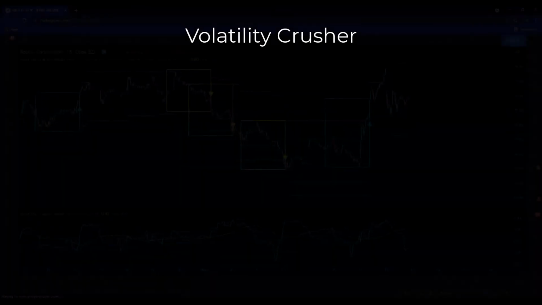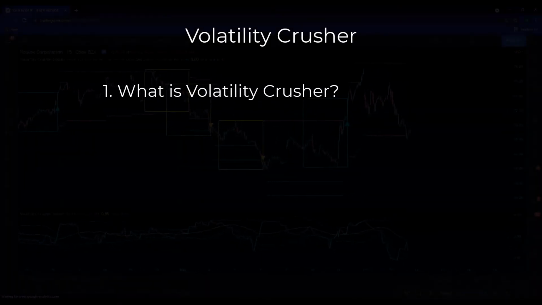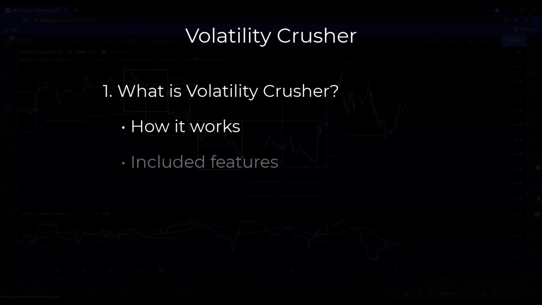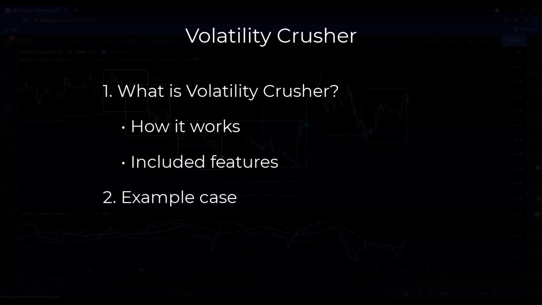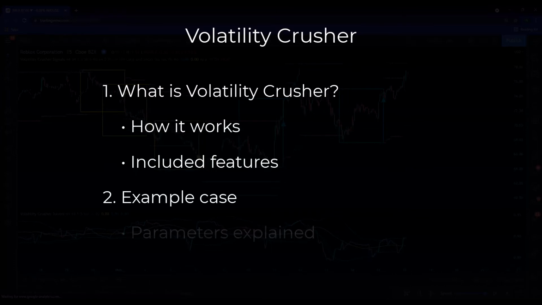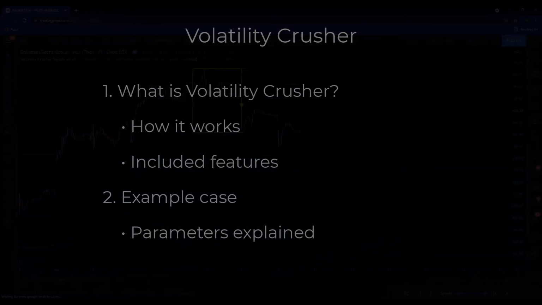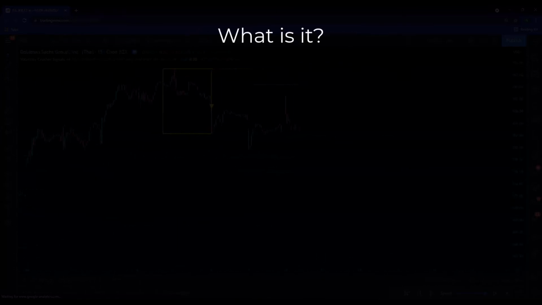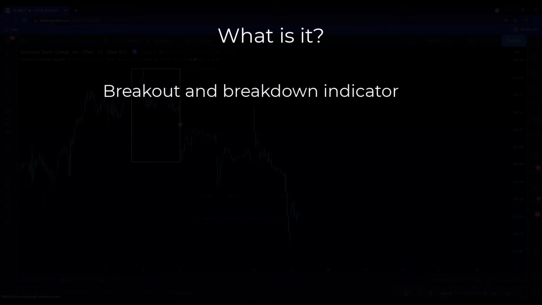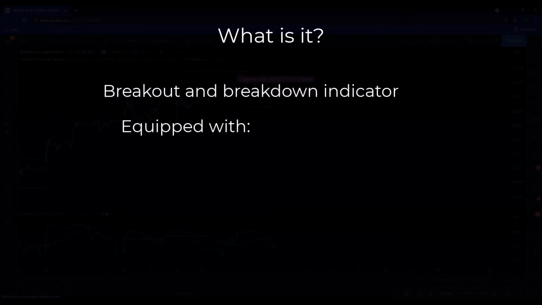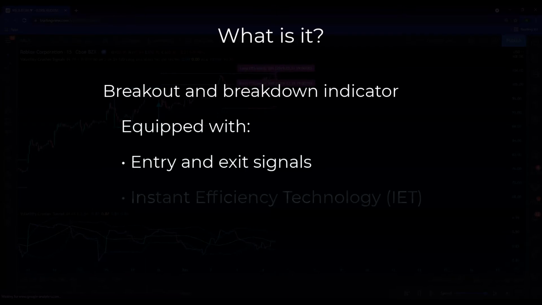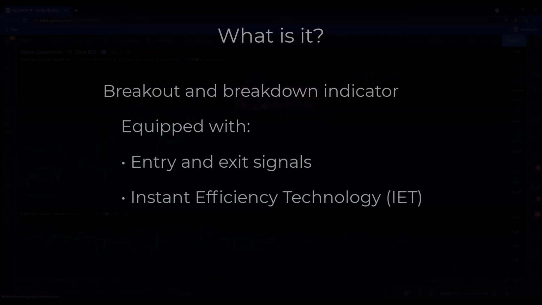In this video, we'll first explain what Volatility Crusher is, how it works, and what it includes, and then cover a real example on a chart so we can explain how the parameters work in a hands-on way. Volatility Crusher is a breakout and breakdown detection indicator that comes complete with entry and exit signals, as well as our new instant efficiency technology.